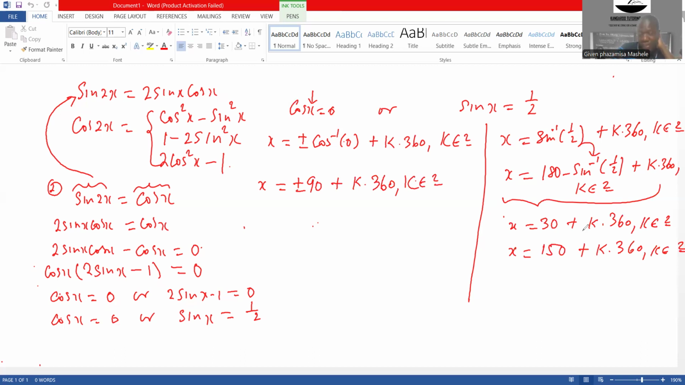So you see that we have 4 solutions. But in most cases, especially when we have a negative angle, we can change the negative angle to be positive. How can we do that?